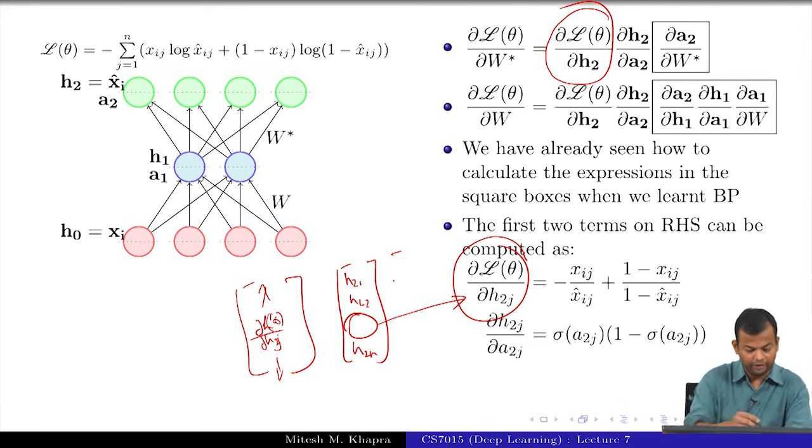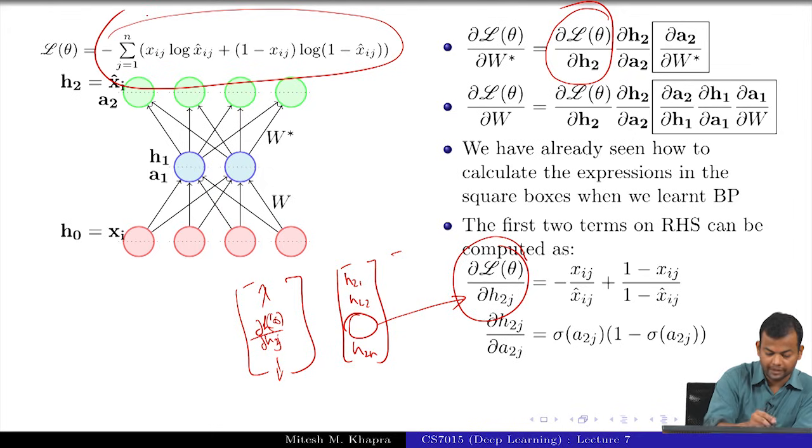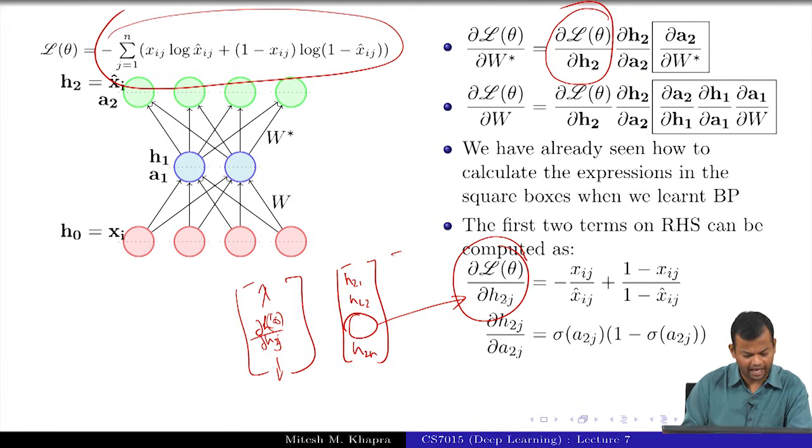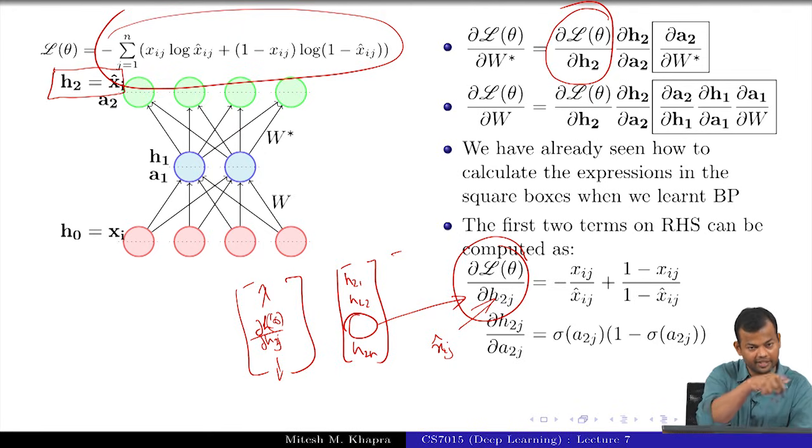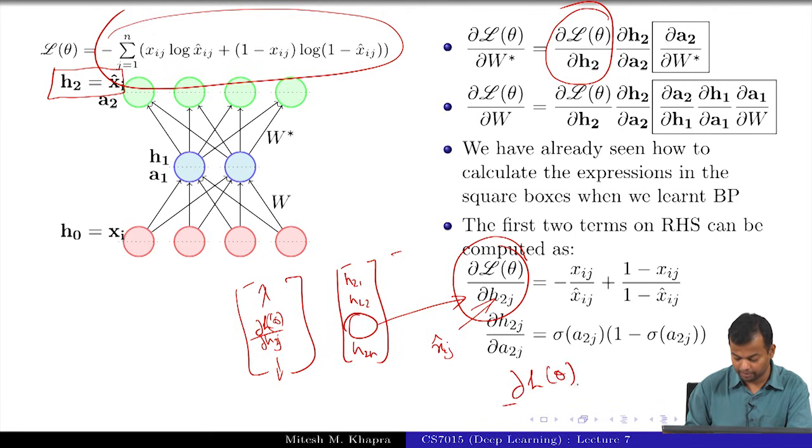So let's look at that expression first. If you look at this, actually it does not have an H2j. But we know that H2j is the same as x hat ij, for the ith input, because H2 is equal to x hat I. You can just see it at the top left corner of the slides. So this is nothing but dou L theta by dou x hat ij.